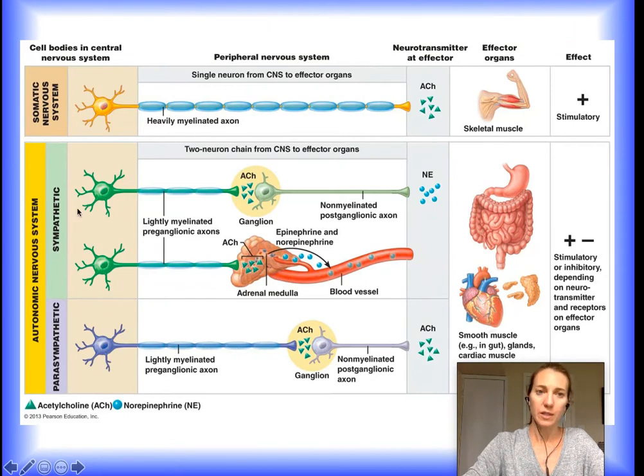One other difference while I'm here between the sympathetic and parasympathetic is we're going to see that the preganglionic axon on the parasympathetic side is quite long, and the postganglionic is oftentimes not very long at all. And so you'll notice that the postganglionic axon is going to be non-myelinated, light myelination everywhere else in the autonomic nervous system. And then for the somatic, it's quite heavily myelinated here.